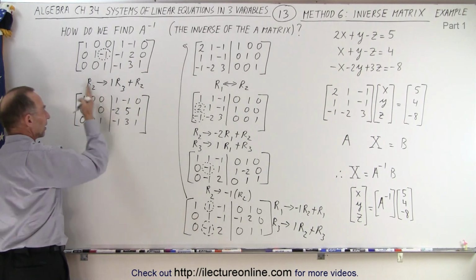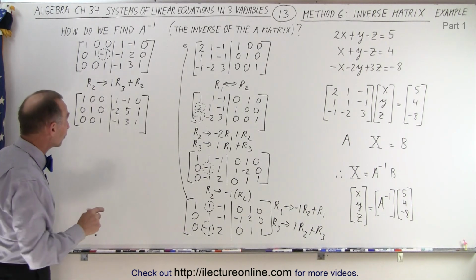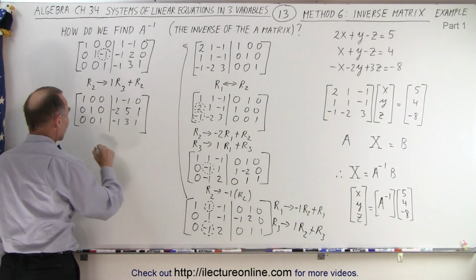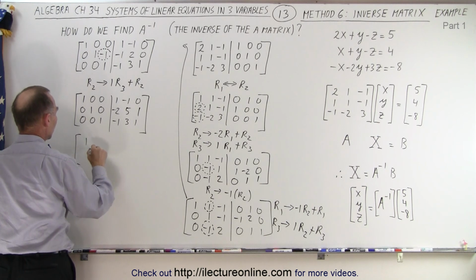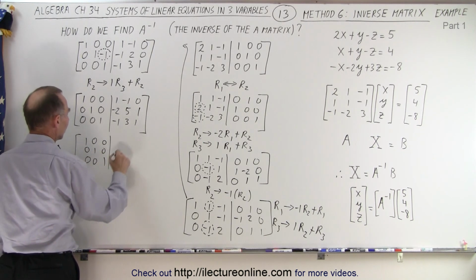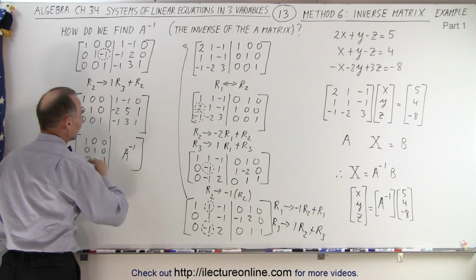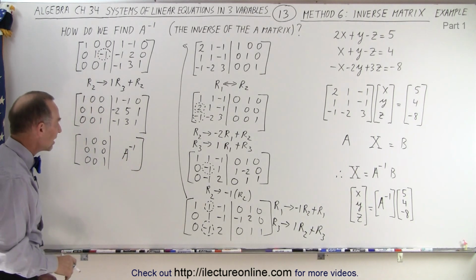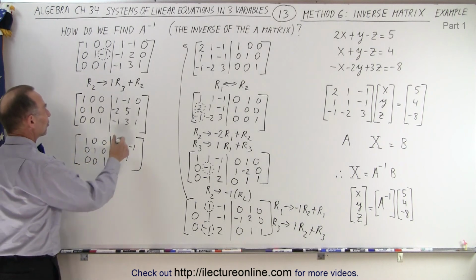And there you go. On the left side, I have exactly what I was trying to get to. And this here becomes my A matrix. So this is 1, 1, 1, 0, 0, 0, 0, 0, 0. And this is my inverse of the matrix, A inverse. And that's what I was trying to get to.